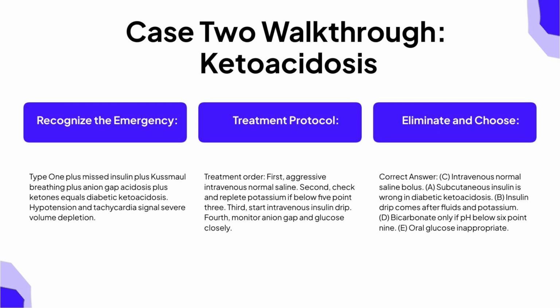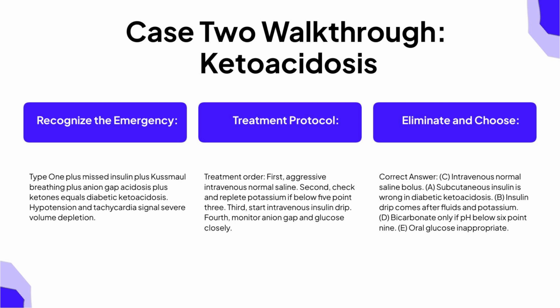You give 1 to 2 liters of normal saline in the first hour. Why not insulin first? Because insulin drives potassium into cells. If you give insulin before checking and repleting potassium, you risk life-threatening hypokalemia and cardiac arrhythmias. Also, if the patient is severely hypotensive, insulin can worsen hemodynamic instability, so the protocol is fluids first, then check potassium. If potassium is below 5.3, replete it. Then and only then do you start the insulin drip.